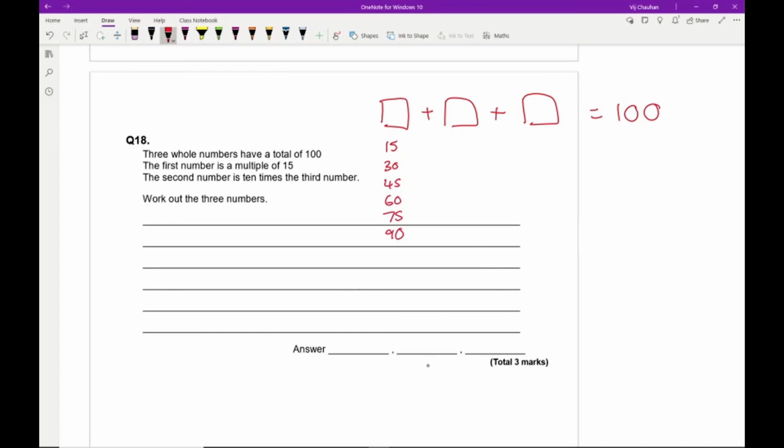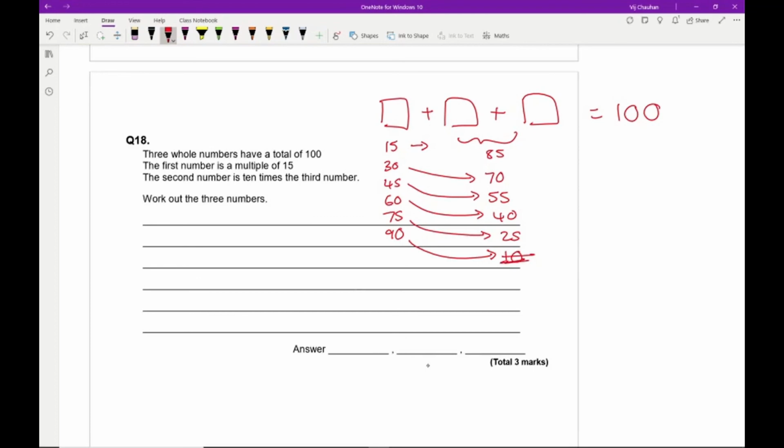And it says that the second number is 10 times the third number. Now if I'm working with 15, then these 2 numbers here have got to add up to 85. So then I'm thinking, well, are there 2 numbers? Now from here, the 2 numbers have got to add up to 70. Here the numbers have got to add up to 55. Here the numbers have got to add up to 70. For 75 they've got to add up to 25, and here they've got to add up to 10. Now for the second number to be 10 times the third number, it's unlikely to be this one.